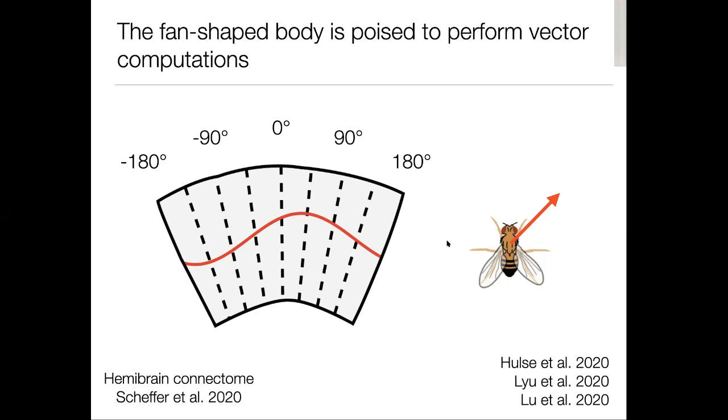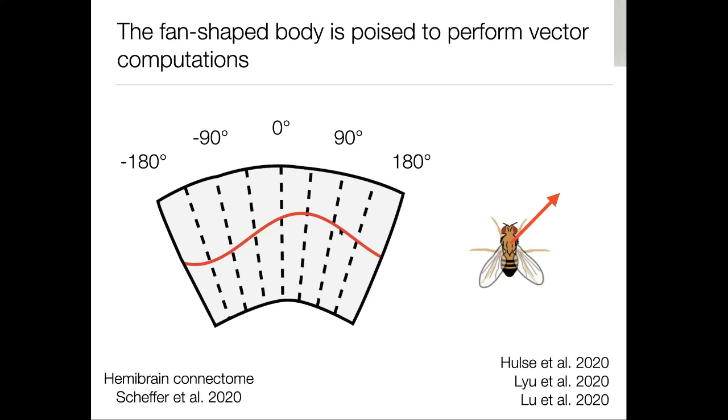Great. So how do we think about what the fan-shaped body is doing here? Larry introduced this idea that we think the fan-shaped body is representing signals as vectors, where the direction of the vector is represented by the location of a bump of activity, and the magnitude of a vector is represented by the intensity of that activity.